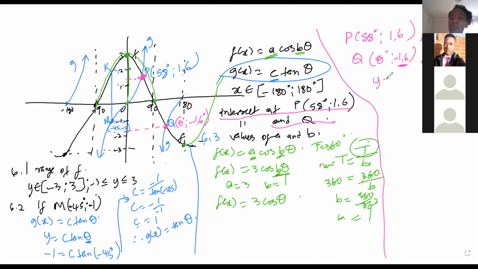So let's say we're gonna use the tan graph. We have y equals, what is our tan graph? We checked it here. Y is tan theta. Y is minus 1.6. Let's get theta. So theta is inverse tangent of negative 1.6, which is negative 57.995. That is theta. So it should be positive.